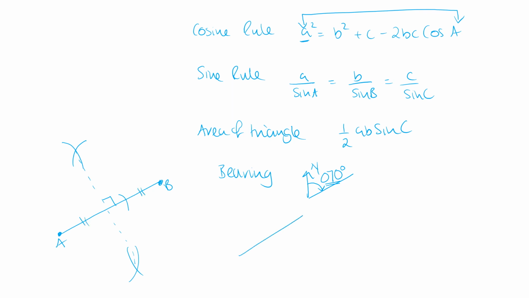If I wanted to bisect an angle, put your point in where the angle meets, do a mark that is equal distance away from where the angle is made, and then put your compass point in those points, go in the middle, put your compass there, and then join them up, and that will bisect the angle.